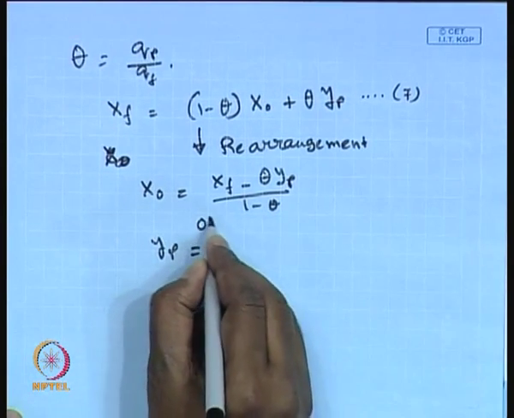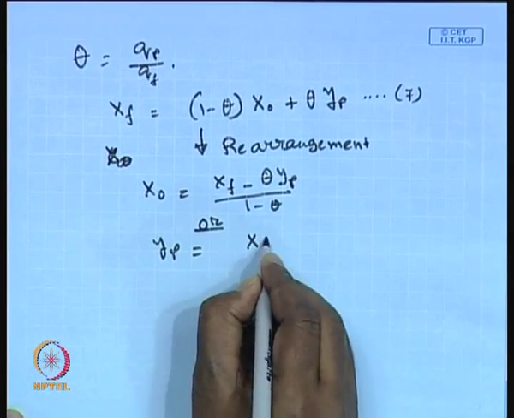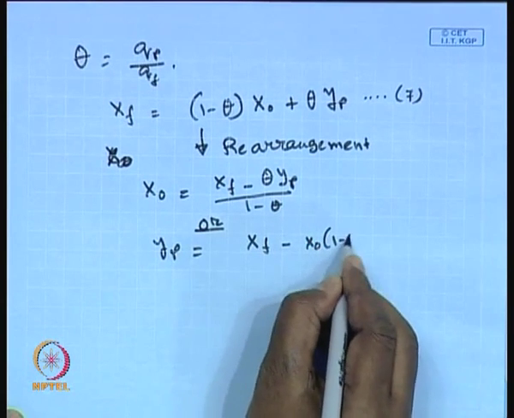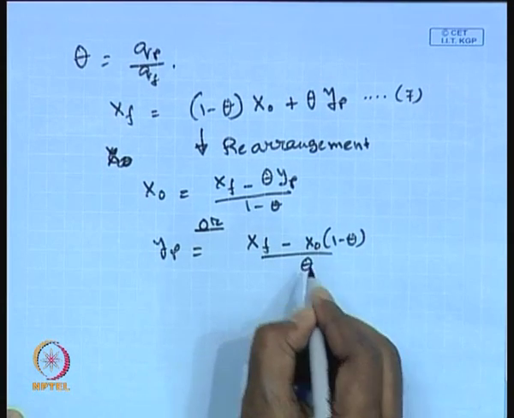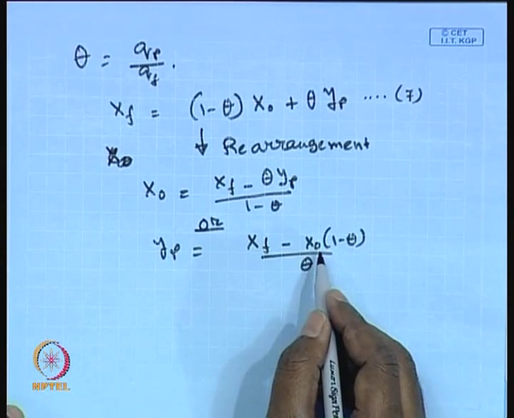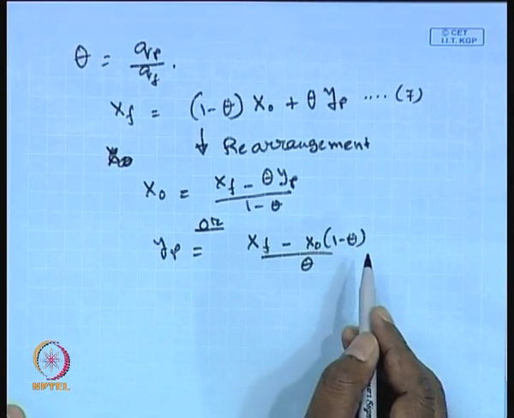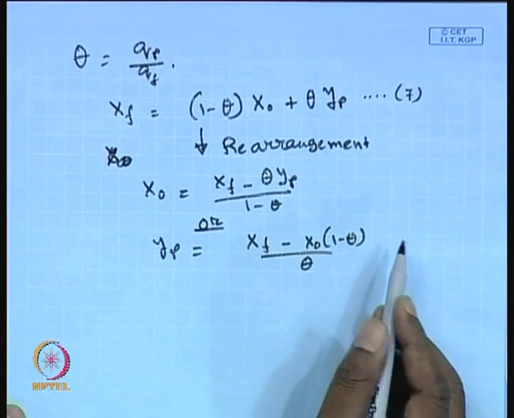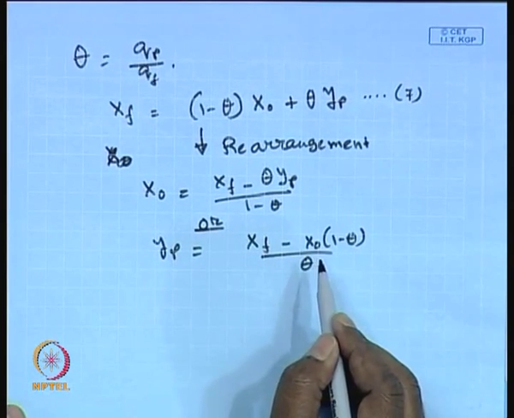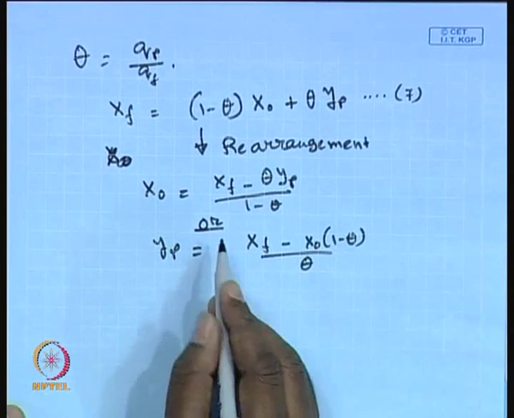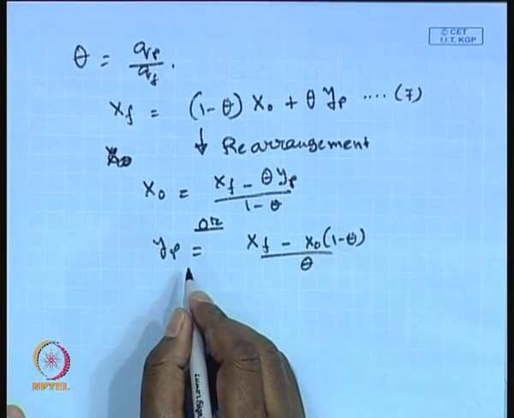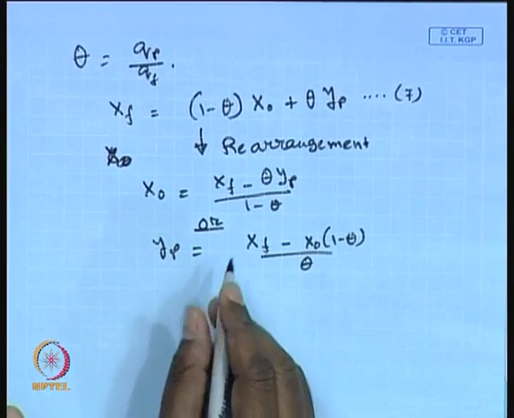That means xf minus x naught into 1 minus theta divided by theta. If you measure the reject mole fraction, and if you know the cut, the fraction of the feed that is going into the permeate, and if you know the feed composition, you will be able to calculate Yp, the mole fraction of A in the permeate stream. Okay.